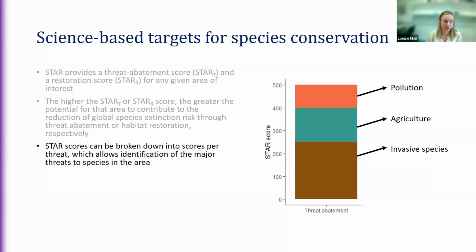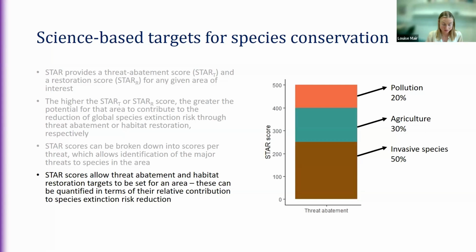STAR scores can then be broken down into scores per threat, which gives you the relative contribution of each of those threats to species extinction risk at that site. Therefore, you can identify what are the major threats to species at your site of interest. So again, it's just hypothetical, but in this scenario, we have 3 threats operating at the site. The biggest threat comes from invasive species, followed by agriculture and pollution. So for example, you might then start thinking about what that means in terms of action that you want to take and the targets you want to set.